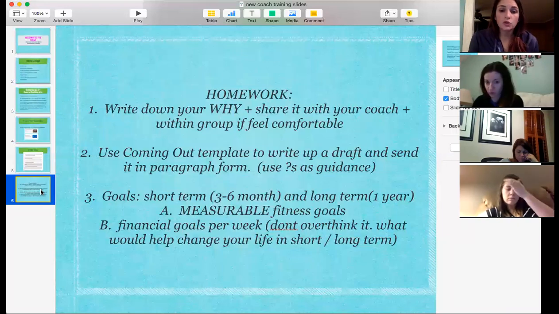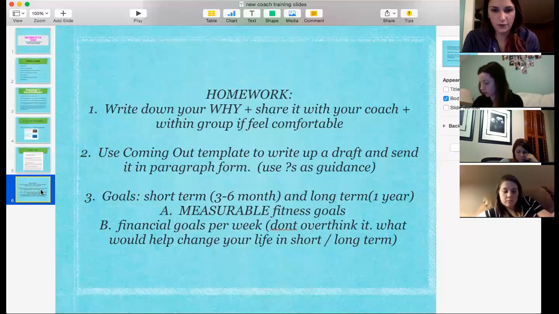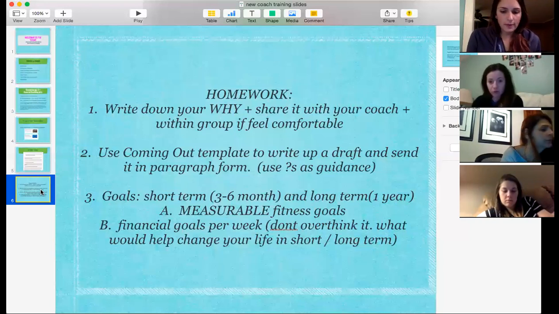Then think about some short-term and long-term goals. Short-term is anywhere from 30 days, if you're doing a 21-day or 30-day workout, up to 3 to 6 months. Long-term is a year. Set measurable fitness goals, whether it's losing a certain number of pounds or inches, or doing 10 real push-ups, things you can measure so that you know you are moving forward towards your goal.